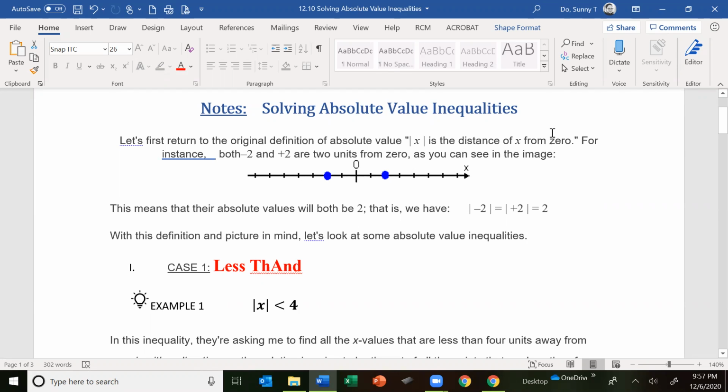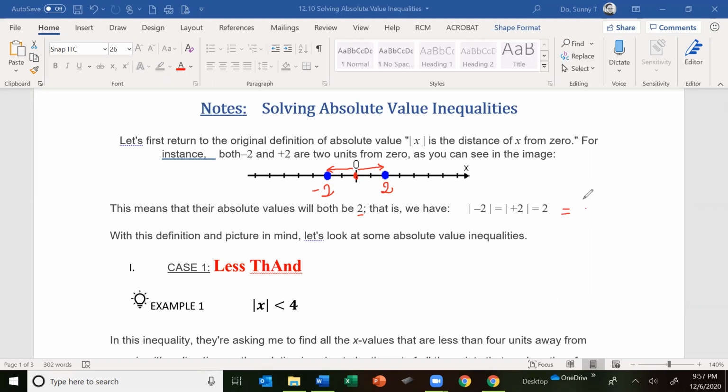Say you have the absolute value of x. This means the distance of x from 0. For instance, both -2 and 2 are 2 units away from 0, as you can see in the image right here. 0 is in the middle, and to the right we have +2. To the left of 0, we have another 2 units, so it's going to be -2 because it's to the left of 0. This means the absolute values will both be 2. In other words, the absolute value of -2 equals the absolute value of +2, which equals 2.